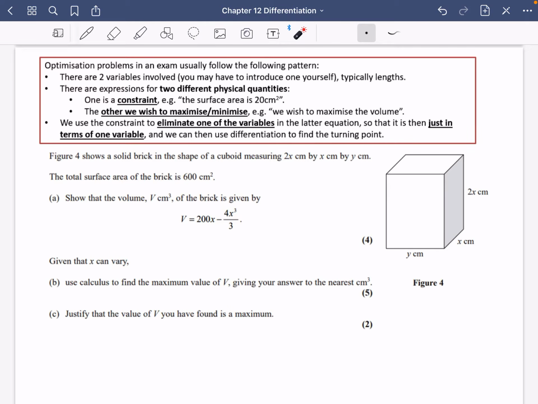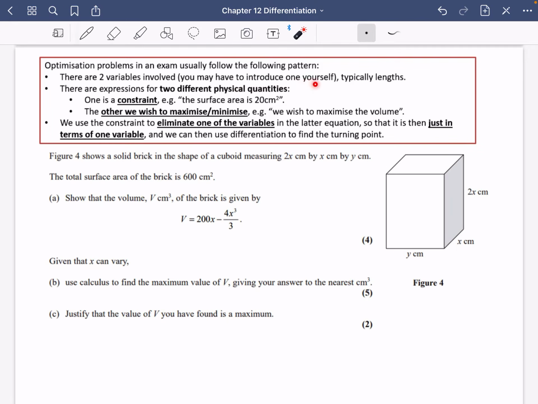Okay, so there's some other optimization type problems, and usually they have a little extra bit at the beginning that can be a little bit trickier. So I've written some stuff in red here that's the standard format that these optimization problems take. So usually there are two variables involved. Like in this case here, you can see that there's x and there's y.